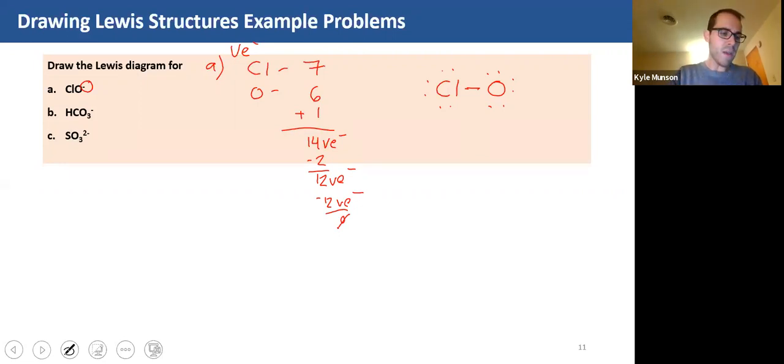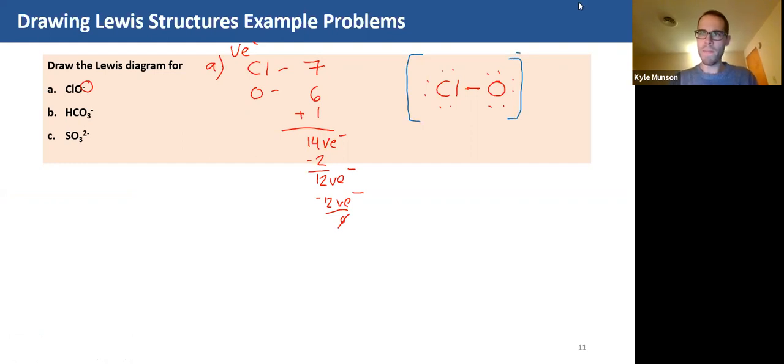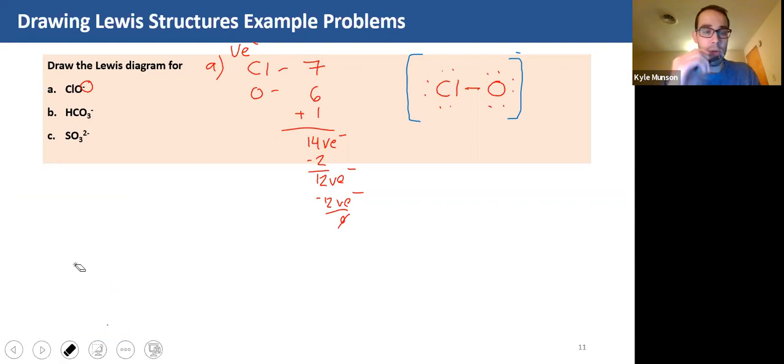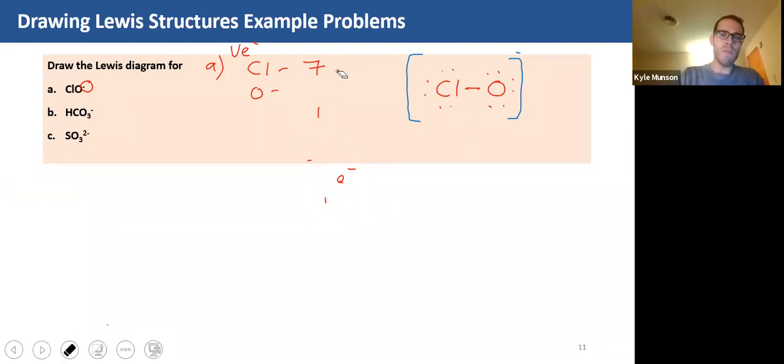And one thing I'll say too, I didn't mention this, but because this is an ion, it's generally written like this. You put it in brackets and you put the charge up at the top, okay? So that's something that you might see. So just for ions, we'll get into practice. If it has a charge, we'll put the whole structure in brackets and put the charge on the outside of the brackets, because that's how you're going to see it in a lot of examples. Okay, so I'm going to just erase this so we have room for the next one.